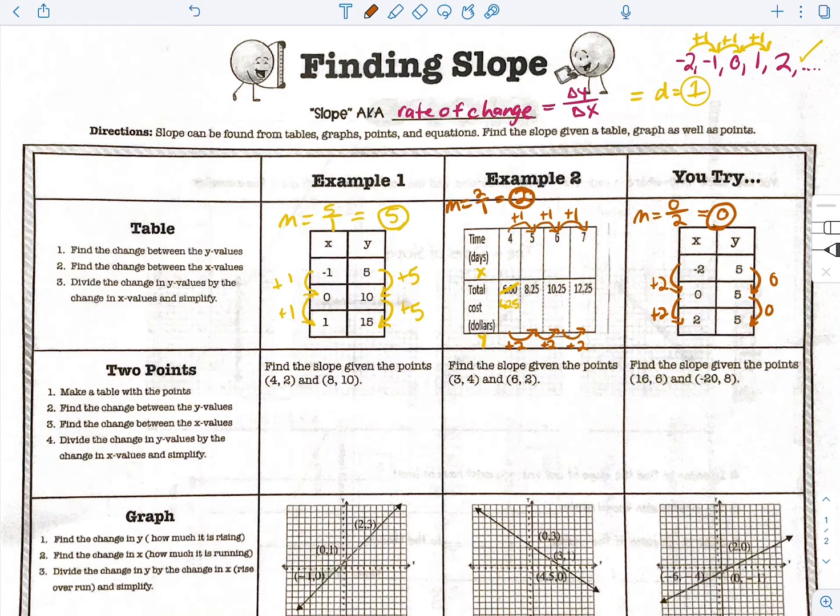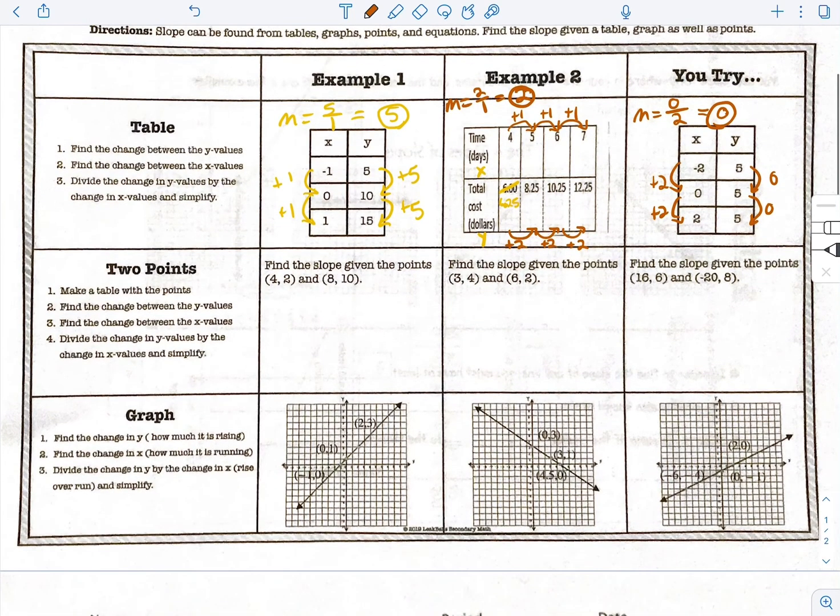All right. We're going to handle 2 points similarly to the way that we handled the table. We're going to put these 2 points into a table, right? So we're going to make a table of x, y values. Okay? And remember points, x, y. So this is 4, 2. All right? And then this point is 8, 10. Right? So we have our points in the table.